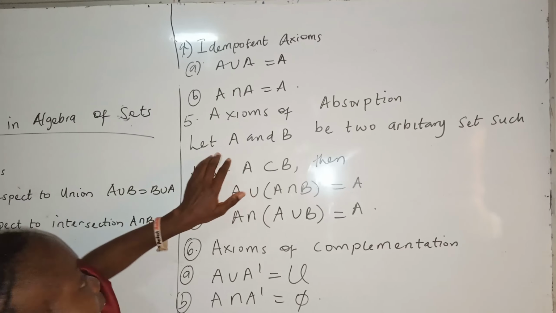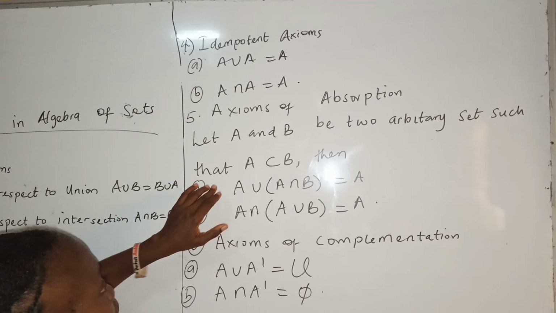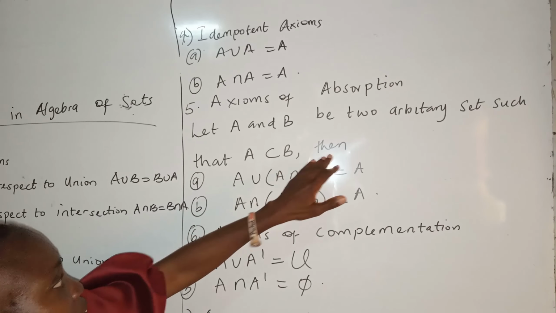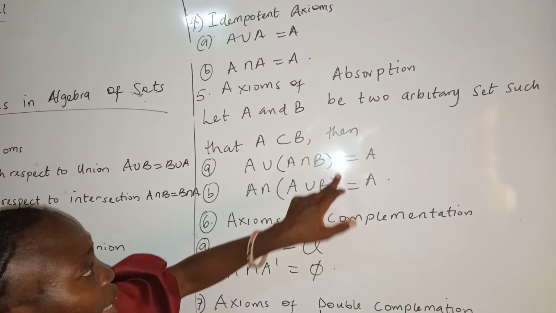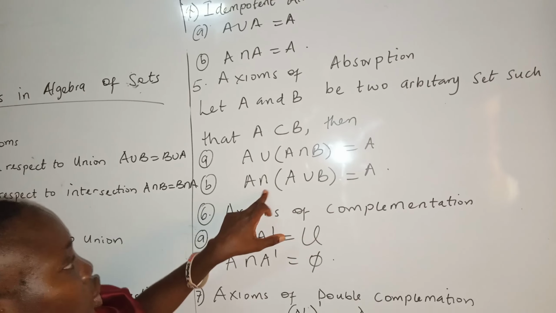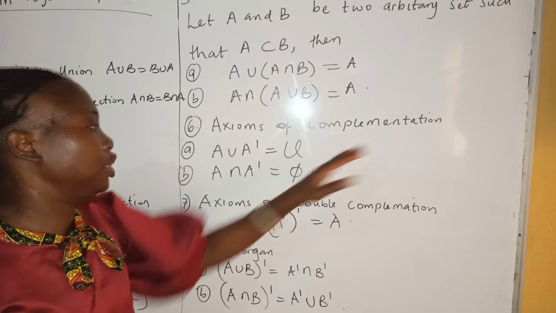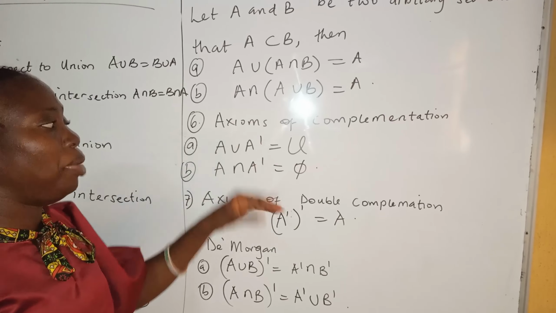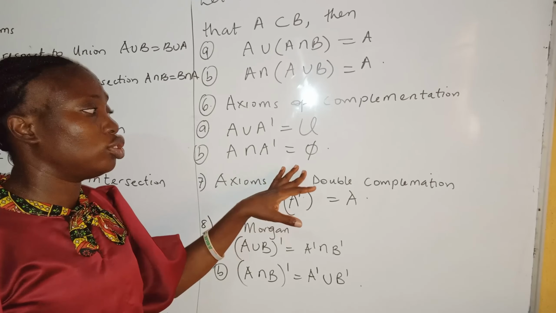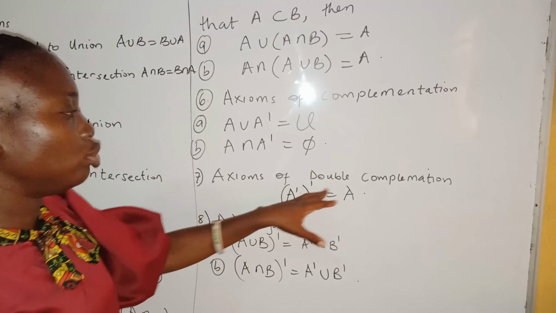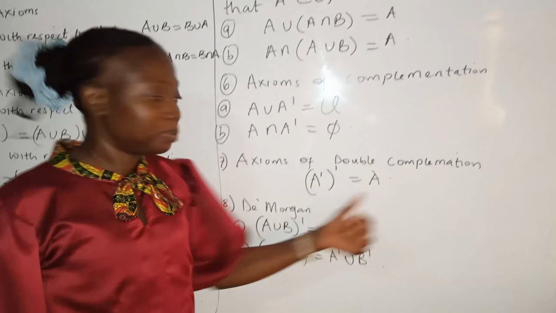Axioms of absorption. Let A and B be two arbitrary sets such that A is a subset of B, then A union (A intersection B) is equal to A. A intersection (A union B) is equal to A. Axioms of complementation: A union A complement is equal to the universal set. A intersection A complement is equal to the empty set. Axioms of double complementation: the complement of the complement of set A is equal to A.